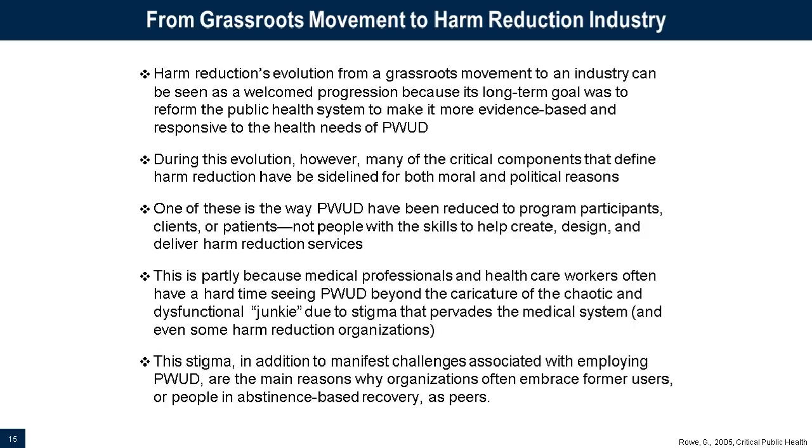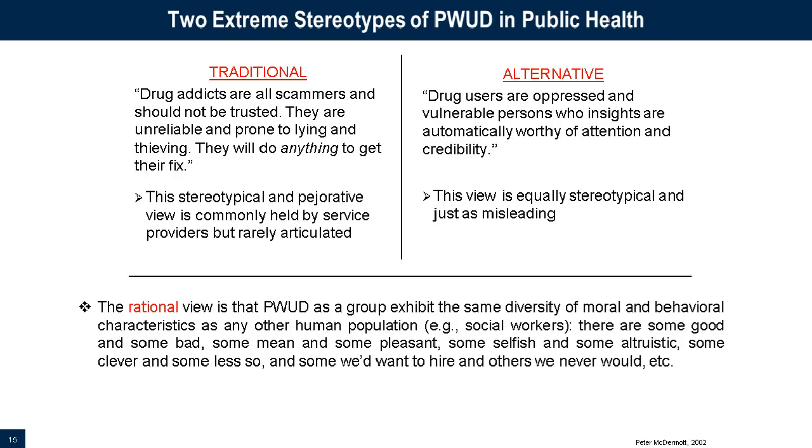This stigma, in addition to the manifest challenges associated with employing PWUD, are the main reasons why organizations often embrace former users or people in abstinence-based recovery as peers. An example of this outcome has been the strengthening of extreme stereotypical views among service providers in how they perceive the character of people who use drugs.